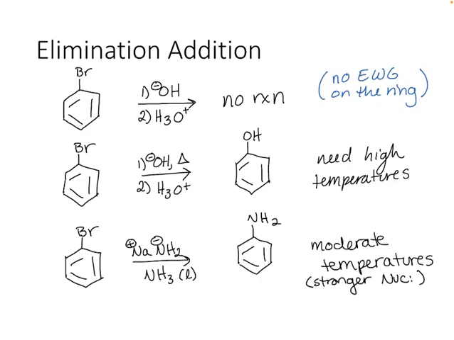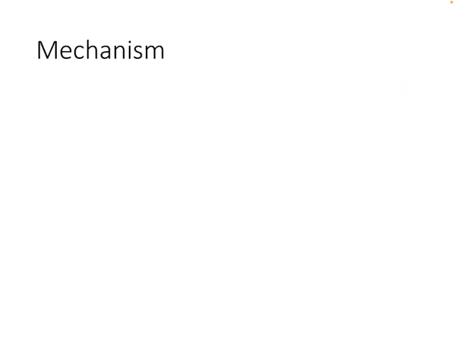So again, if you don't have a strong electron withdrawing group on the ring, but you're still attacking that benzene ring with a nucleophile, we call that elimination addition. All right, so let's look at the mechanism for this reaction because again, it's very different. So in this reaction, let's use the example where we try to replace this bromine with NH2.